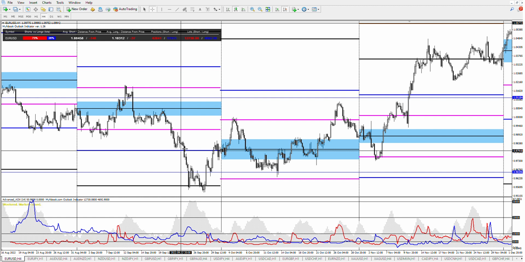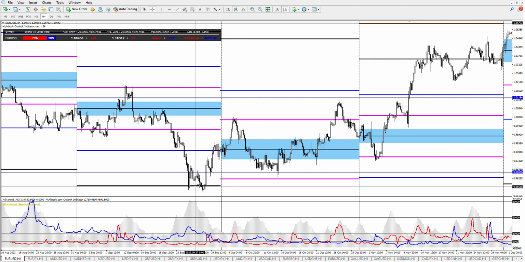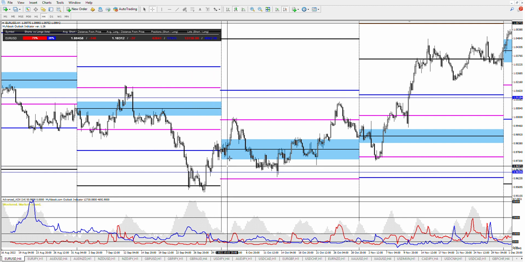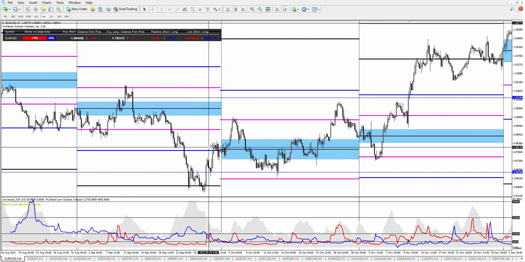After the breakout through the floor, price drops to the breakout target S5. What it does at S5, it goes back to the floor, and that's exactly what it did.